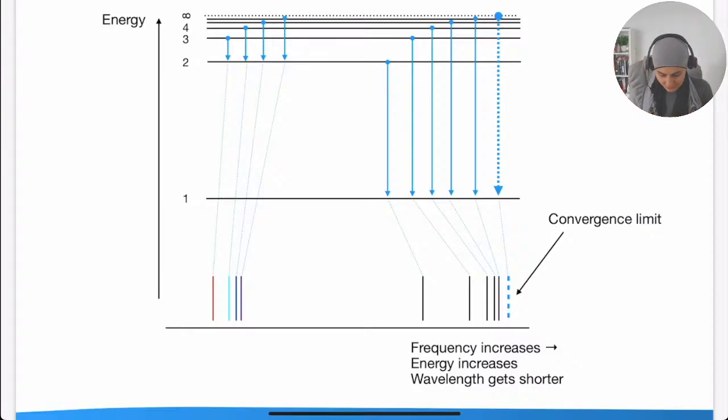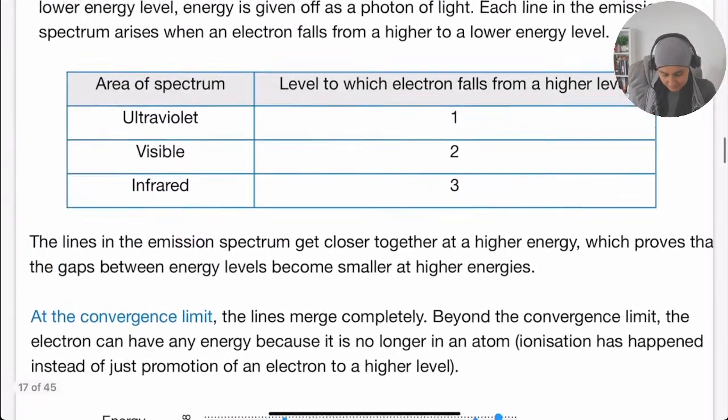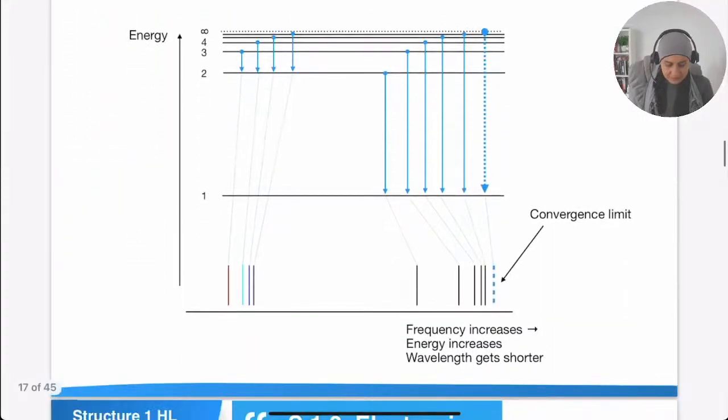Well, for hydrogen, that's the only ionization energy. Okay, let's quickly sum up. The fact that the hydrogen spectrum is a line spectrum tells us that there are discrete energy levels. The fact that the lines converge at high frequency tells us that energy levels get closer together at high energies. We can find the ionization energy from the convergence limit. And also, if an electron falls from anywhere to level 1, that's UV light.